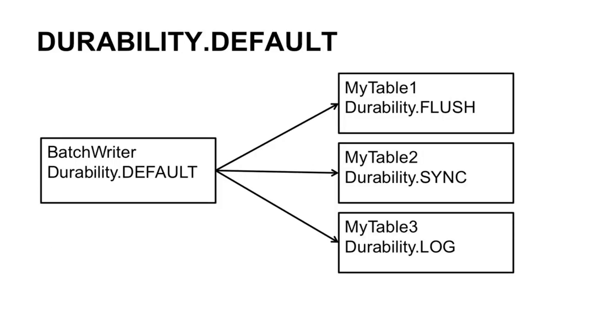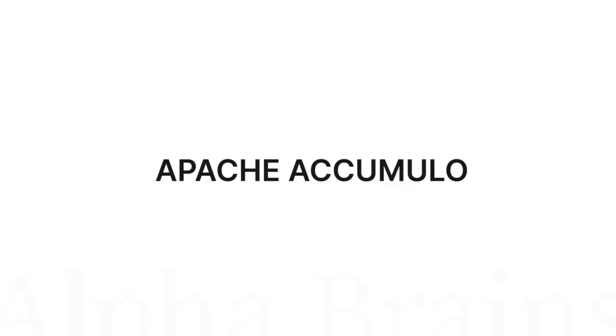By default, tables and batch writers use the sync level of durability. It's possible to change the level of durability of a particular table and let batch writers default to the table setting by specifying durability.default in our batch writer configuration.